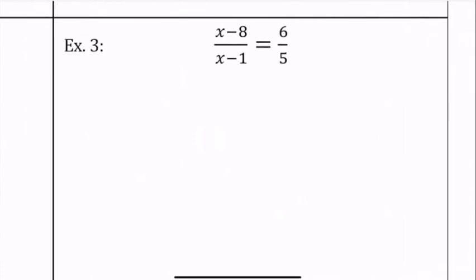Okay, we'll do number 3 together. We're going to go like that. And I end up with 5 times x minus 8 on the left is equal to 6 times x minus 1 on the right. And then we just finish multiplying. I'm actually going to pause and see if you can do it. Just want to make sure we got the beginning. So pause and then come back when you're ready.